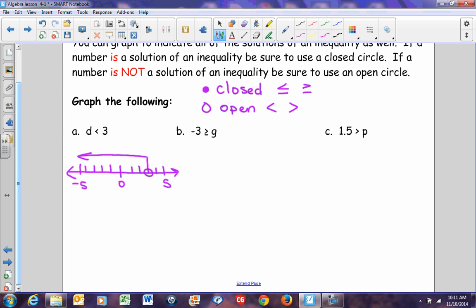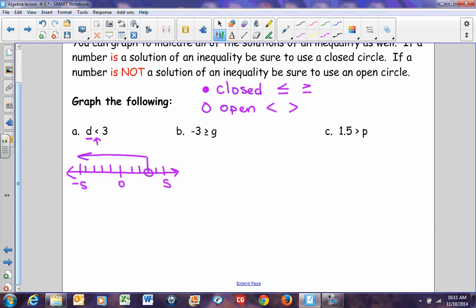A really nice clue is if the variable is given first, the inequality symbol should point the same direction as the graph. That only works if the variable is given first in the inequality.